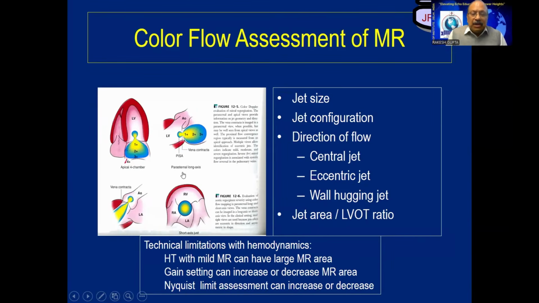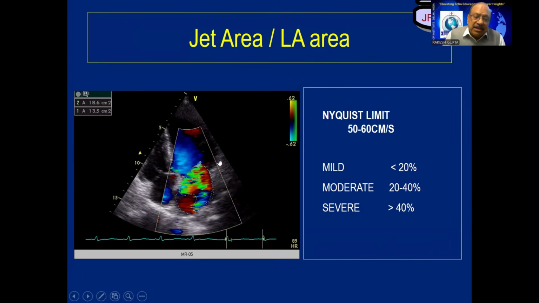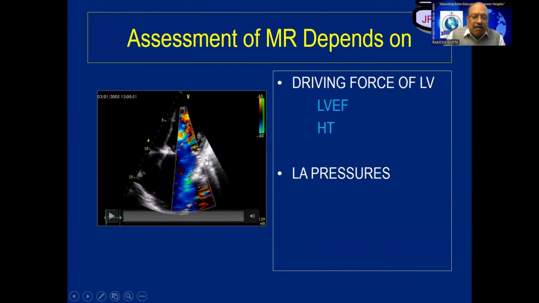Now, important issues are when we have a jet which is eccentric, as in this patient. We said if it's moderate, we'll say large. And hence some people classify MR as +1, +2, +3, +4. 1, 2, 3 for mild, moderate, severe. Add 1 if it's an eccentric jet.